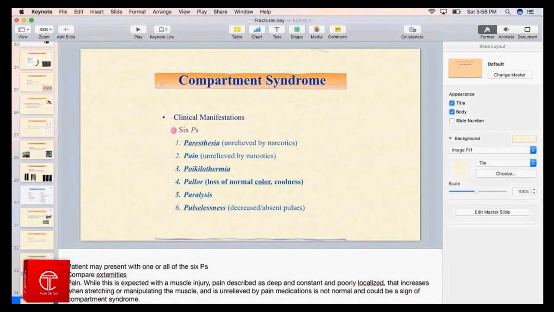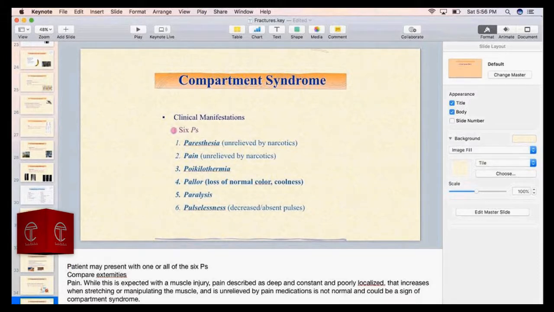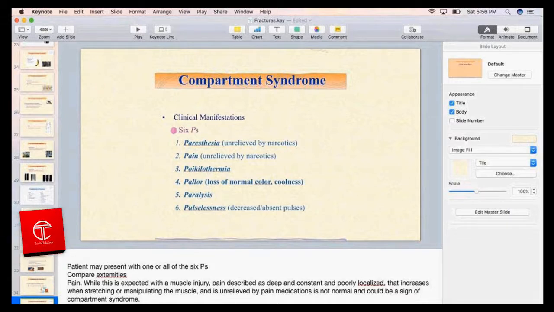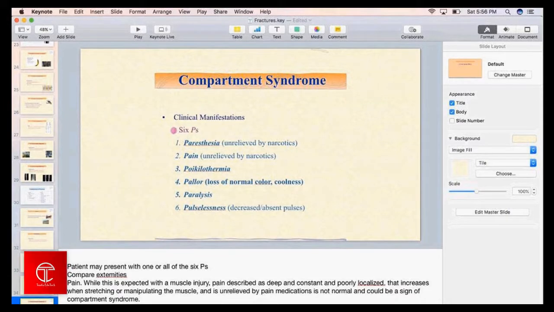Paralysis is a late manifestation of compartment syndrome. Once there is ischemia to the muscle or nerve damage, the limb will be paralyzed. Pulselessness: you may not always find a pulseless limb. A bounding pulse is in fact an ominous sign, because in the early stage, if there is compression over the vessel, there will be a bounding pulse, and pulselessness is also a late sign of compartment syndrome. So the 6 P's, I repeat: paresthesia, pain, poikilothermia, pallor, paralysis, and pulselessness.